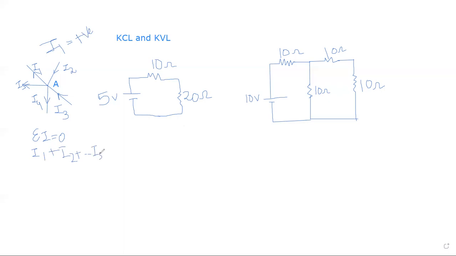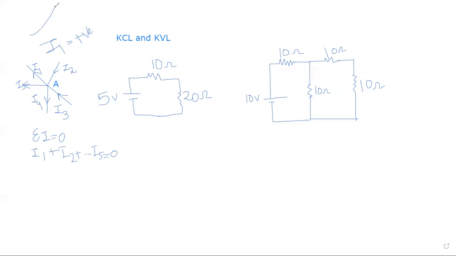is equal to 0. Okay, so what does this state exactly? That if I am having n number of currents, the summation is going to be 0. This law states that. Okay, so this is regarding the KCL that we have now studied.